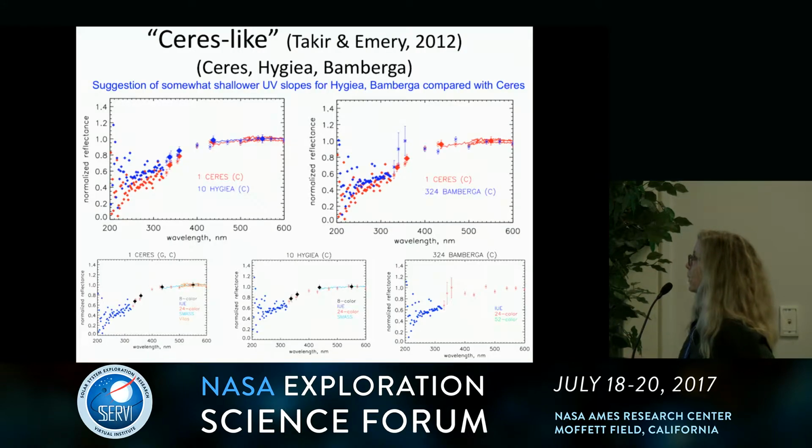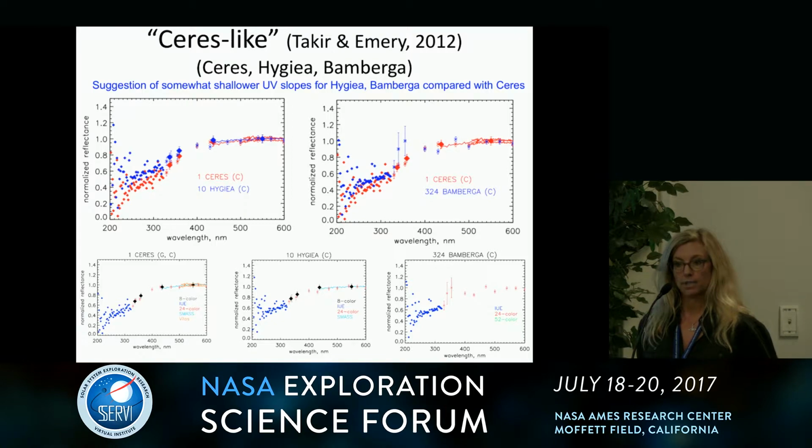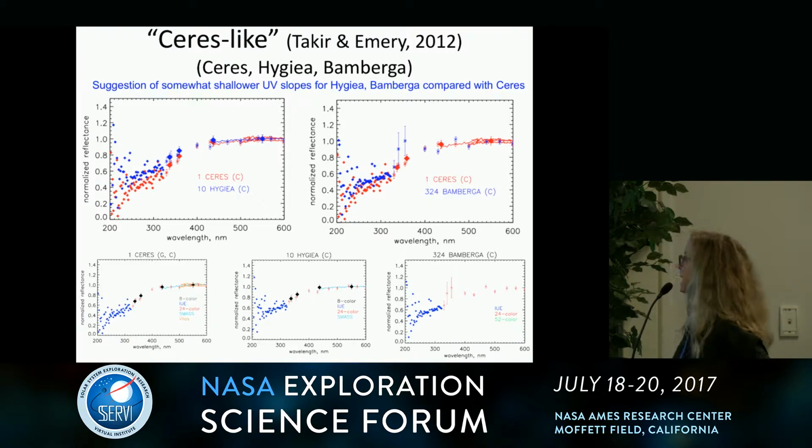Now we can also look at this. Some of the asteroids have what's called a Ceres-like 3-micron absorption. For our data set, those bodies are Ceres, Hygeia, and Bamberga. Here we're comparing Ceres and Hygeia, again in the 200 to 600 nanometer region, and Ceres and Bamberga.